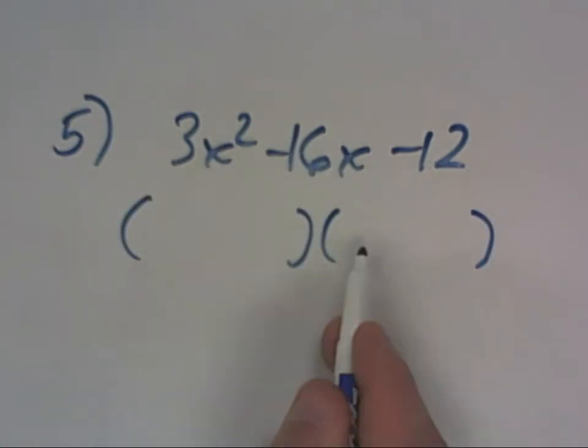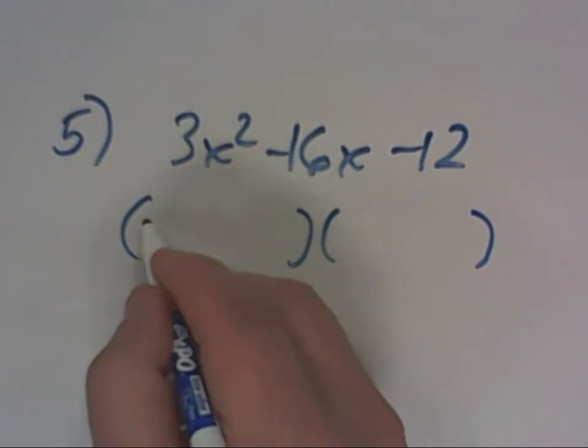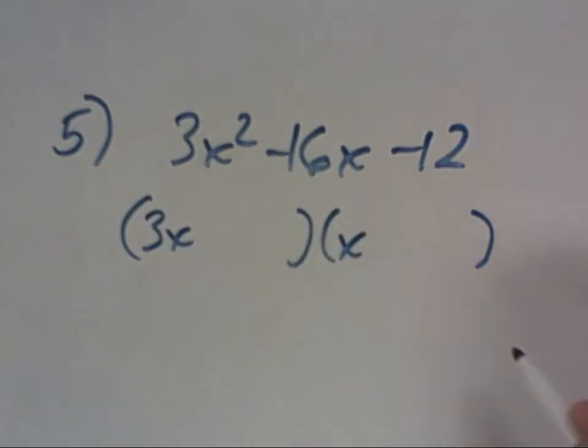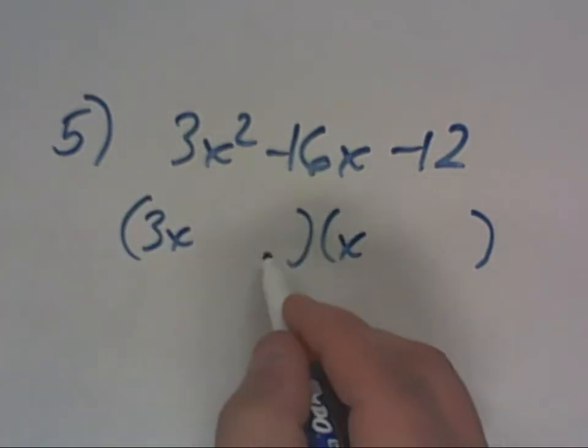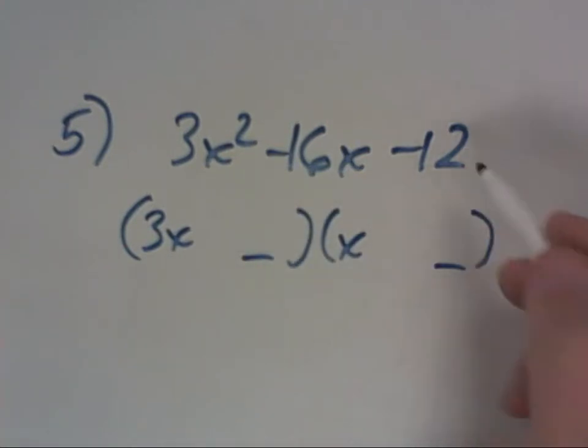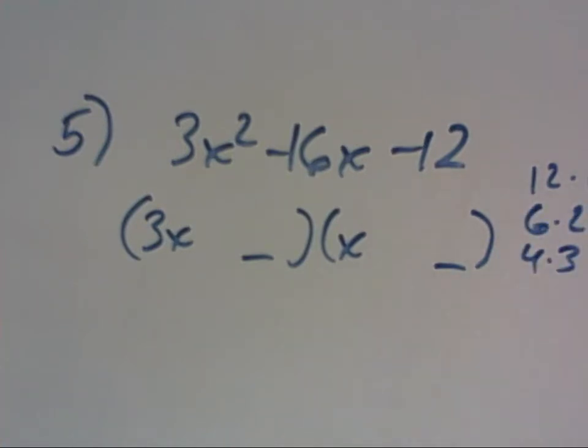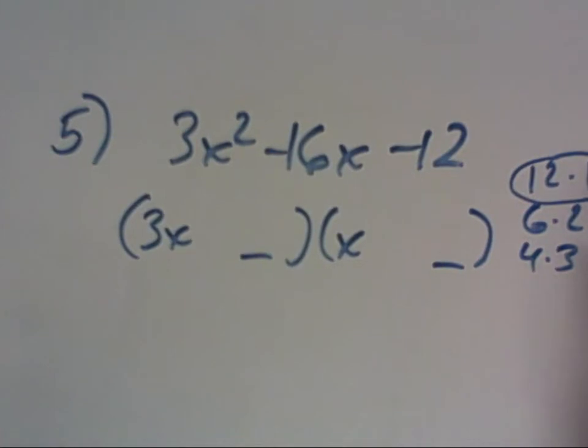I want something here and here that gives me 3x squared. It's going to have to be a 3x and an x. That gives me 3x squared. And then I want something here and here that when I multiply it together gives me negative 12. So I can try 12 and 1, I can try 6 and 2, or I can try 4 and 3 again. And so I'm going to try different numbers that I think might work. Typically, like in the problems that you have in your textbooks, they will very rarely start with the 12 and the 1. More than likely it'll be the 6 and the 2 or the 4 and the 3.